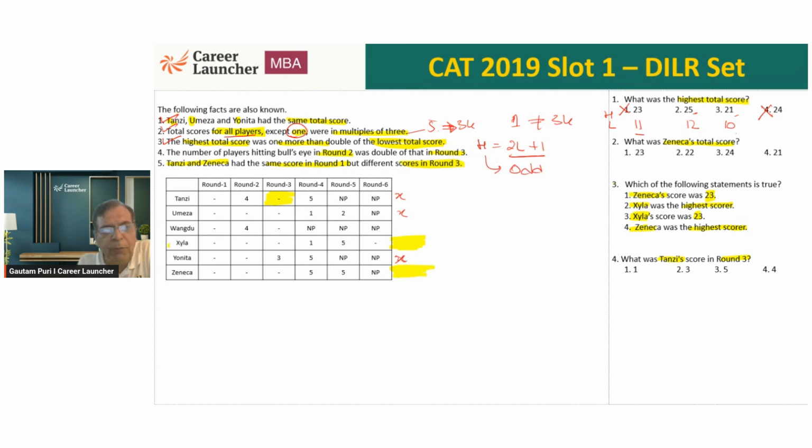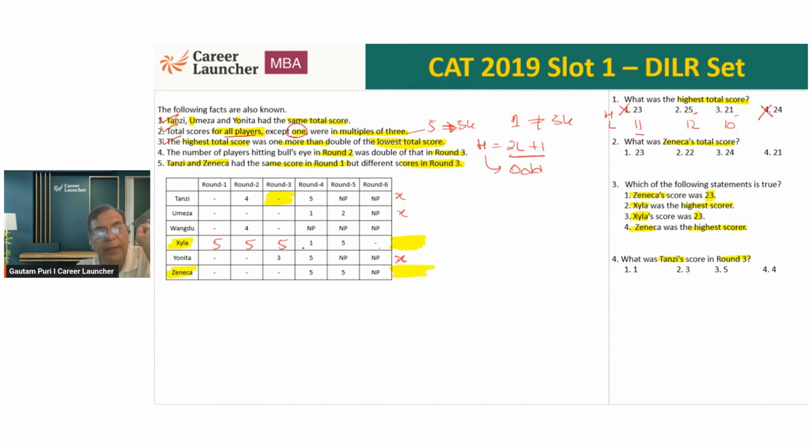Now, what are the important people for me? As I said, Zyla and Zeneca. Let's see, what is their situation? Let's look at each of them. Zyla has played in 6 rounds. Hyphen means did not participate, but we don't know the score. That means Zyla has played in all of 4, 5, 6, so Zyla would have got a bullseye in the first 3 rounds. So Zyla would have got 5 points in the first 3 rounds. Because Zyla has played in 6 rounds, the 3 bonus rounds 4, 5, 6 mean that Zyla would have got 3 bullseyes before that. So what can I say about the total score of Zyla?